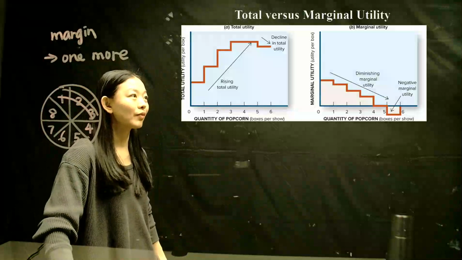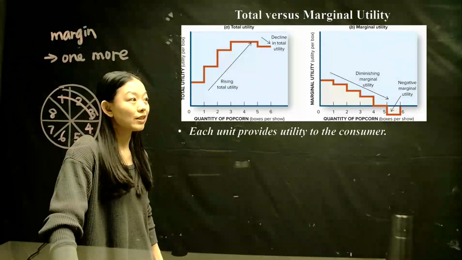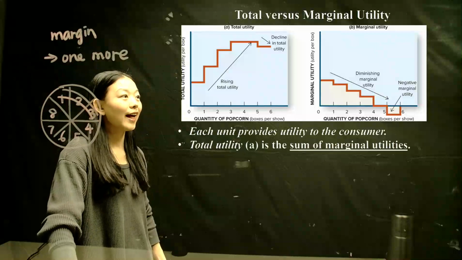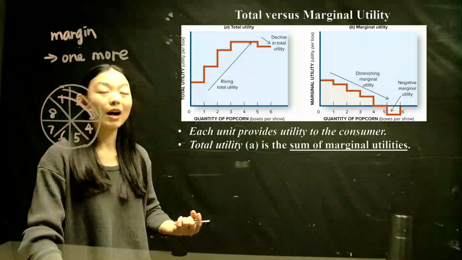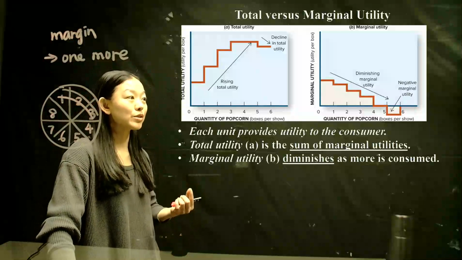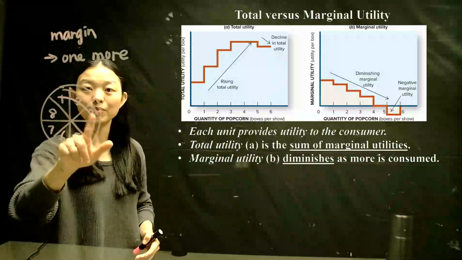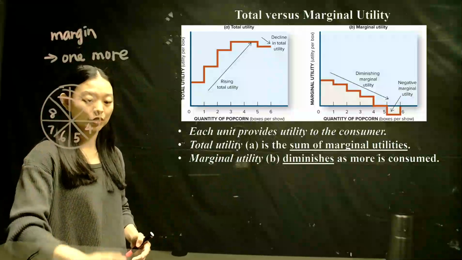So we can see each unit will provide utility to the consumer, and the total utility is the sum of the marginal utility. We also notice the marginal utility is diminishing as more is consumed.